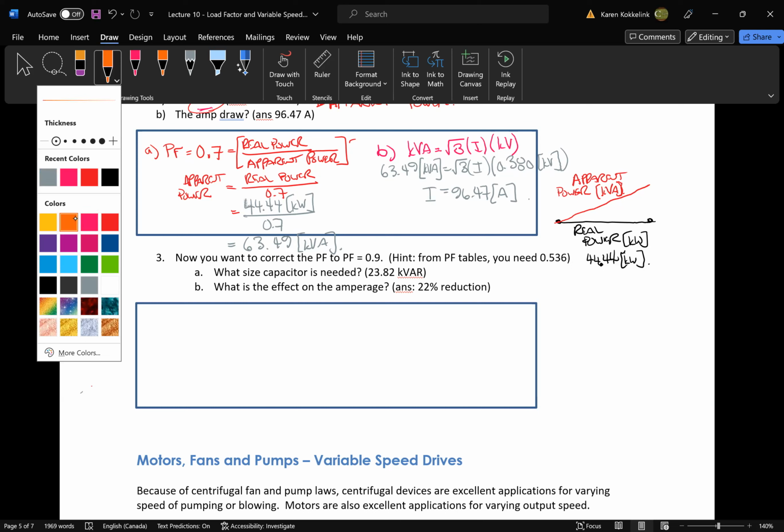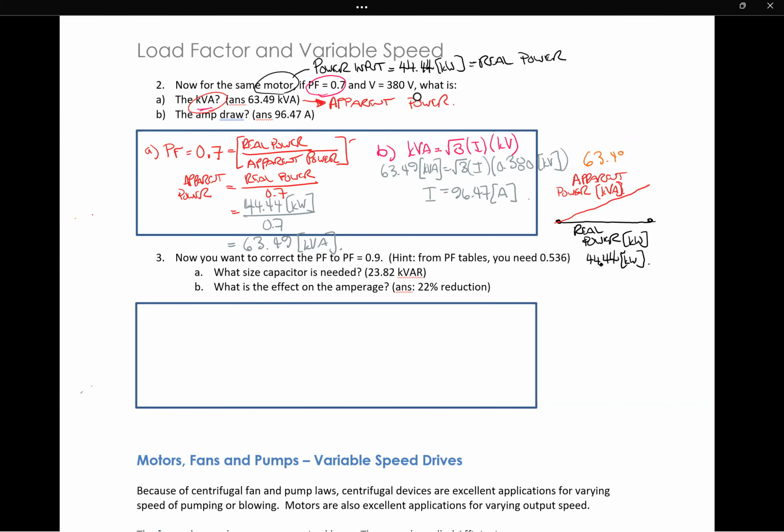First, let's finish this triangle here, though. This apparent power would then be 63.49 kilovolt amps, leaving us some reactive power that we had to create to offset that inductive demand. And this is called kilovolt amps, reactive power here.